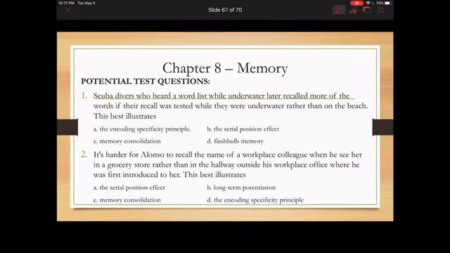Scuba divers who heard a word list while underwater later recalled more of the words if their recall was tested while they were underwater again. So that's another encoding specificity principle.